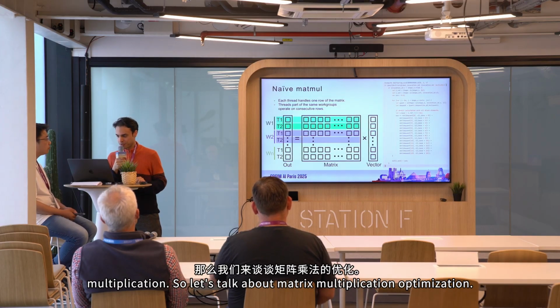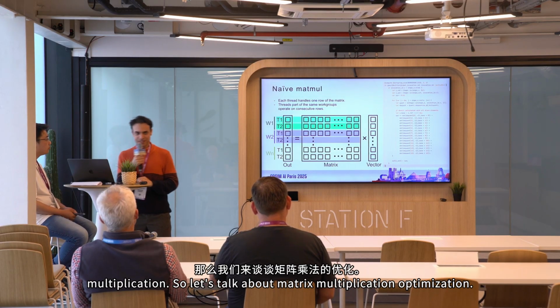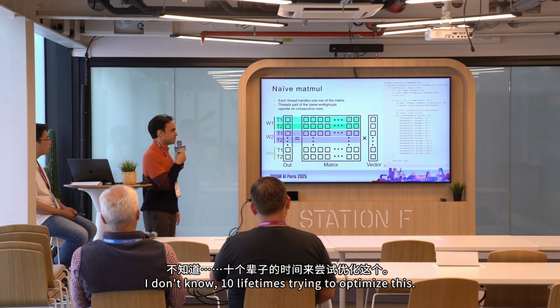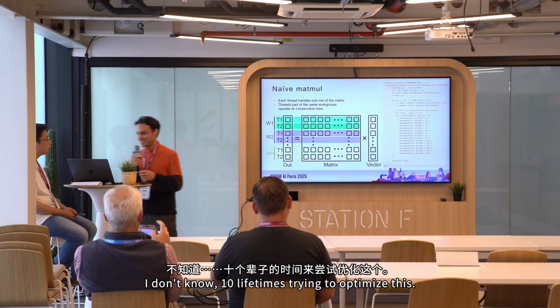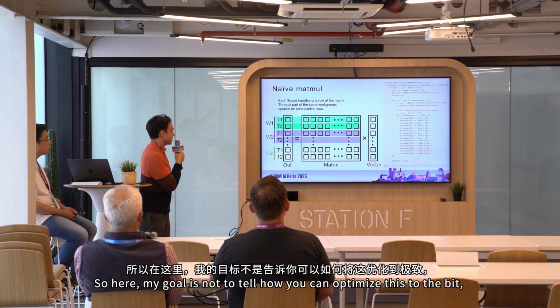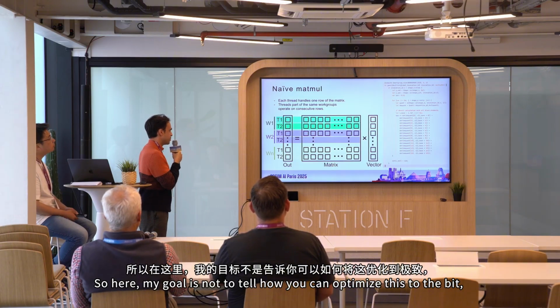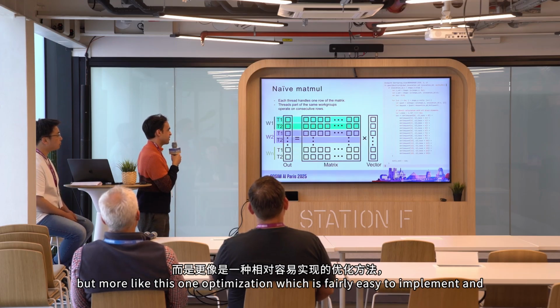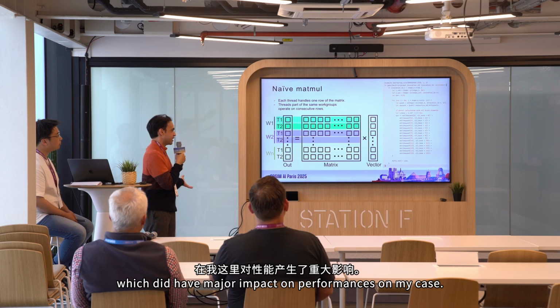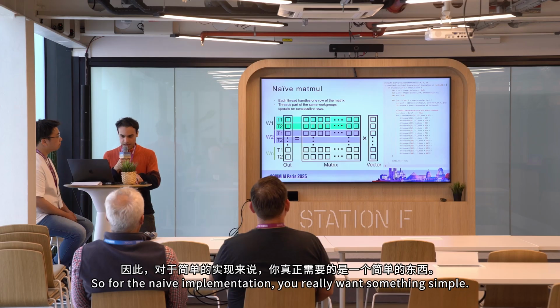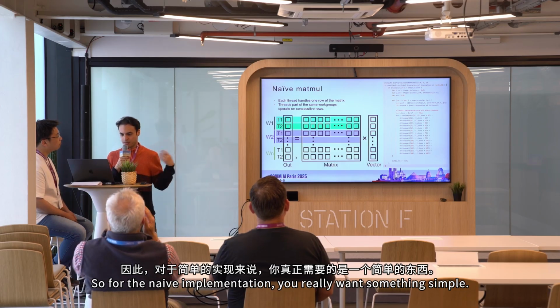So let's talk about matrix multiplication optimization. Now, of course, you can spend about, I don't know, 10 lifetimes trying to optimize this. So here, my goal is not to tell you how to optimize this down to the bit, but more this one optimization, which is fairly easy to implement and which did have a major impact on performance in my case.